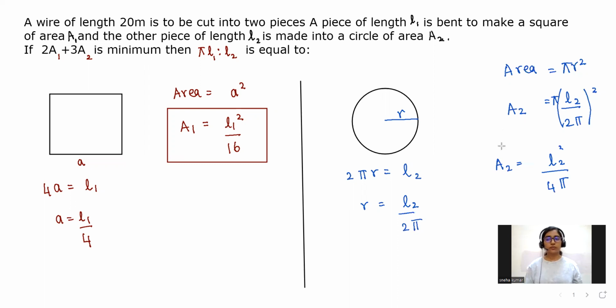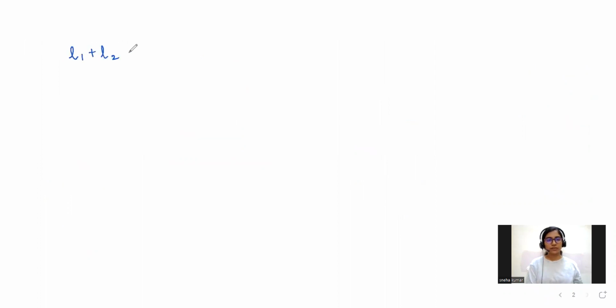So that's it, students. So far, we've used L1 and L2 to find the area of the square and circle. Now let's move on to the next part. They're telling us that the total length of this wire is 20. So L1 plus L2 is equal to 20. Now we are going to apply differentiation. I'm going to differentiate it with respect to the length L1. So I'll be getting 1 plus dL2 divided by dL1 is equal to 0, so dL2 by dL1 is equal to minus 1.